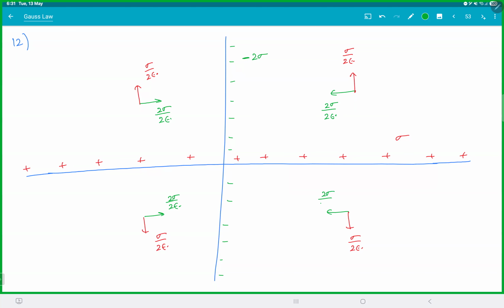If you notice, every point in the first quadrant, the resultant will look something like this. If you take this angle to be theta, we have tan theta equal to half. So every point in the first quadrant will have a field like this. Every point in the second quadrant will have a field this way. This is also theta. Every point in the third quadrant is this way, and every point in the fourth quadrant is this way. And it is constant. They have a constant magnitude and a constant direction in each quadrant.